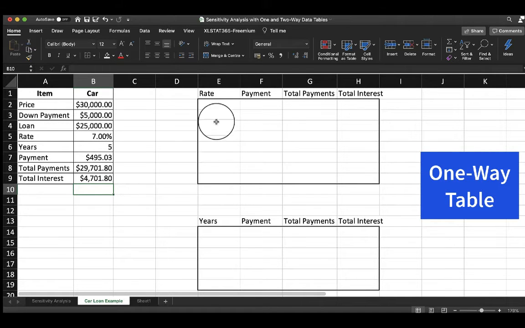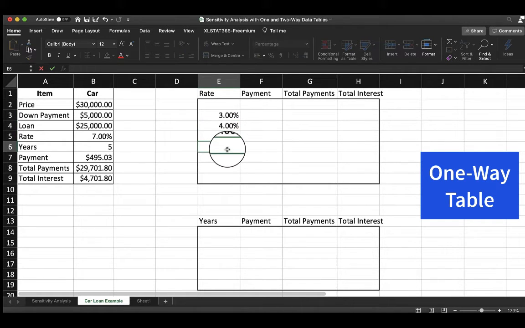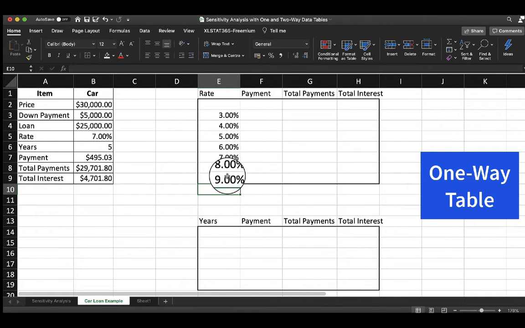First I must set up the table here. As you see, I have named the first column rate, then payment, total payments, and total interest. In this example, the range of rates is placed down here. Leaving one cell blank, I'll start with 3%, 4%, 5%, 6, 7, 8, 9. Suppose I have entered these ranges of rate. Now I'm going to investigate the impact of changes in the rate on the three output items, that is payment, total payments, and total interest.